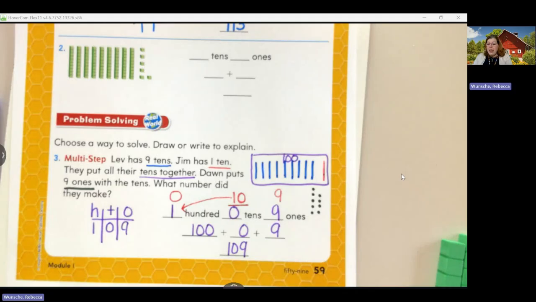Keep working hard and modeling and drawing pictures. Use your base 10 blocks and have a lot of fun with your HTO chart as it shows you the magic of standard form. Enjoy working on representing your numbers.